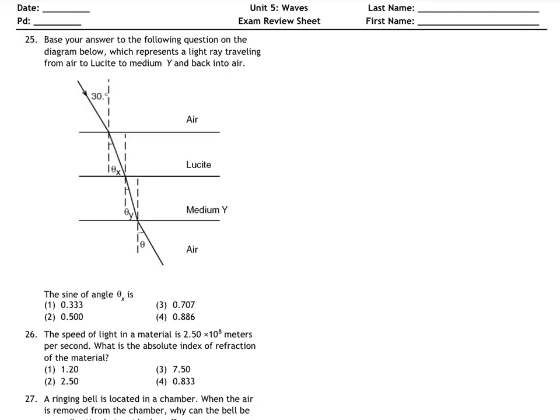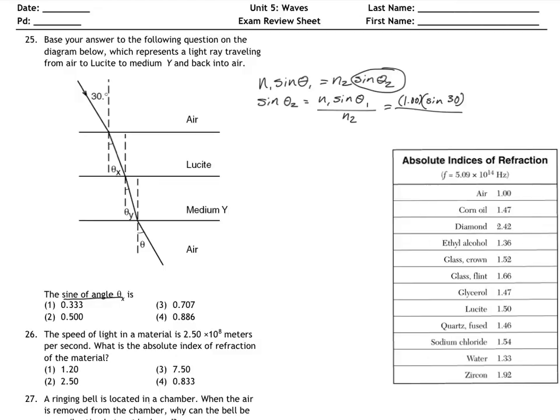And I can see in number 25 that we'll also get to use Snell's law. We're asked for the sine of angle theta x, so I'll just treat that as sine of theta 2, which is going to be equal to n1 sine theta 1 over n2. I'll plug in variables that I know. So I chose 1 as n1 because it was for air and then sine of 30, but I need the index of refraction for medium 2, which is lucite, so I found it here, it's 1.5. And I got 0.333, so my answer is choice 1.